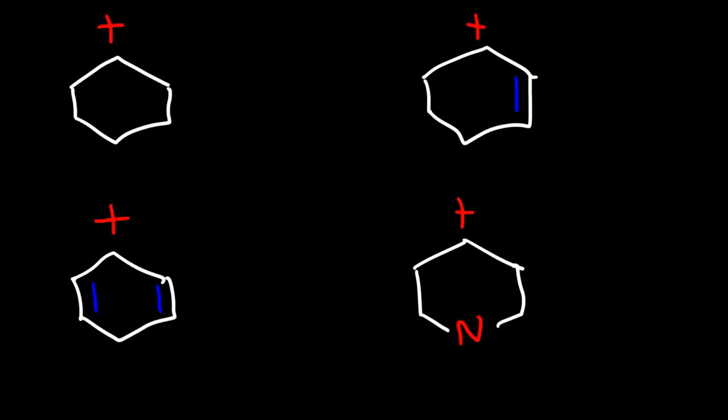Now, let me give you another question. I'm going to give you 4 different structures, and I want you to determine which of these structures is the most stable. So here we have a carbocation, and here we have a carbocation allylic to a double bond, and here a carbocation allylic to two double bonds, and another one with a nitrogen in the ring. So which of these structures is the best?